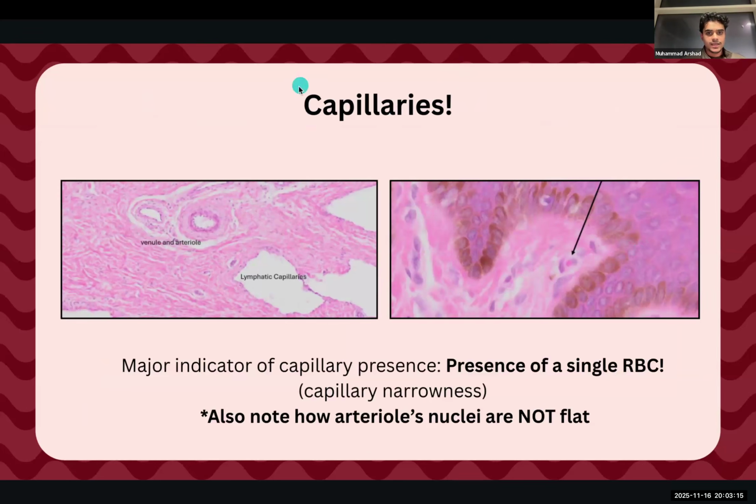Okay, so now let's get into capillaries. We're approaching the end of the anatomy lab and the anatomy/histology. So we'll be on to physio soon, inshallah.